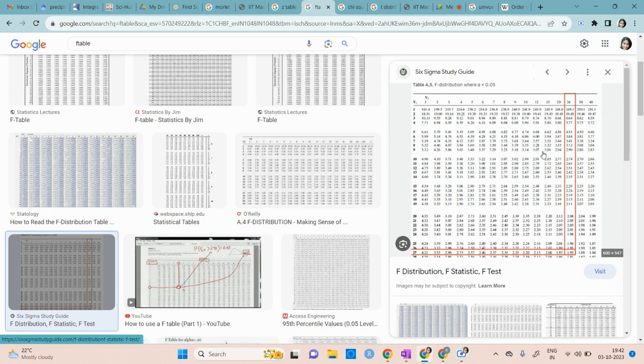table is not given. I'm so sorry for the sound. So the table is not given for 12, 13, because it is given up to 40. It is very complex to give all the values.